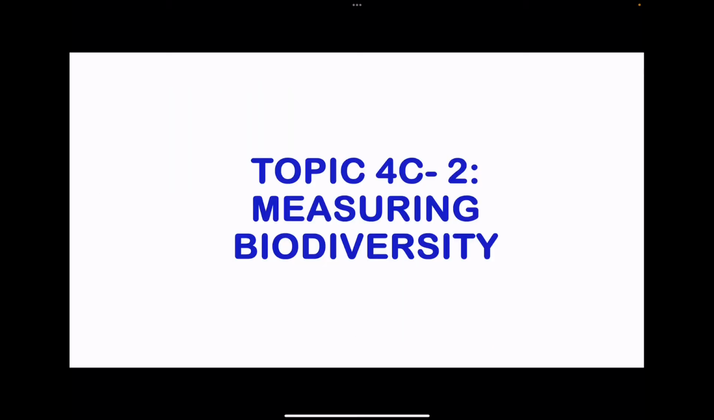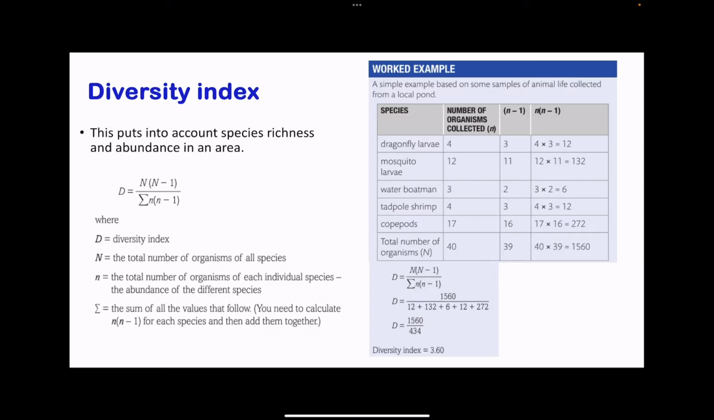Topic 4C2, measuring biodiversity. Biodiversity can be measured using the diversity index, which is what we see here. D stands for the diversity index. The capital N is going to be the total number of organisms of all species. For example, here, this is going to be 40 because you add up all these organisms. And then the small n is the total number of organisms of each individual species.